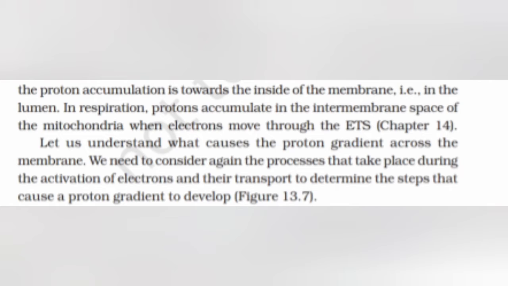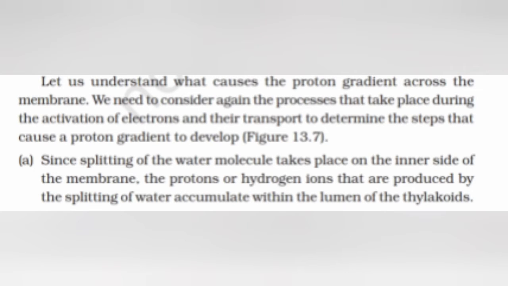We need to consider again the processes that take place during the activation of electrons and their transport. Here are some causes of developing the proton gradient across the membrane. First, since the splitting of the water molecule takes place on the inner side of the membrane, the protons or hydrogen ions that are produced by the splitting of water accumulate within the lumen of the thylakoids. That is, splitting of the water molecule takes place inside the thylakoid, the lumen of the thylakoid. So protons and hydrogen are produced within the lumen.